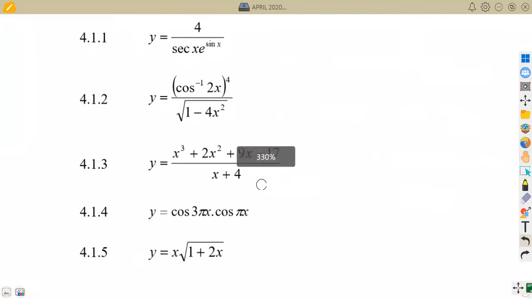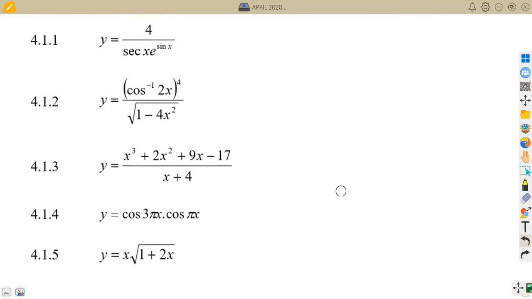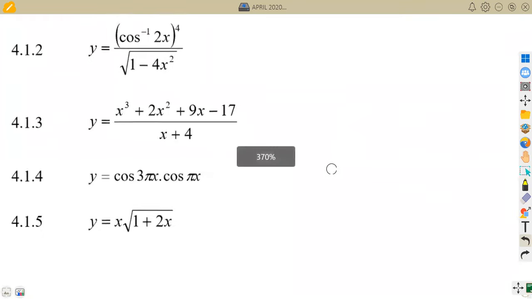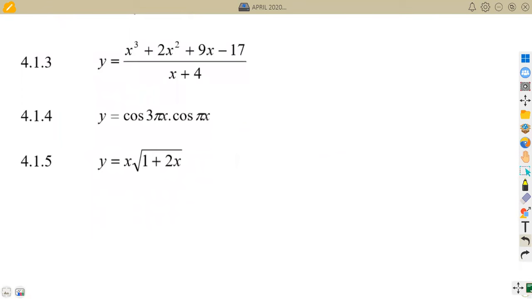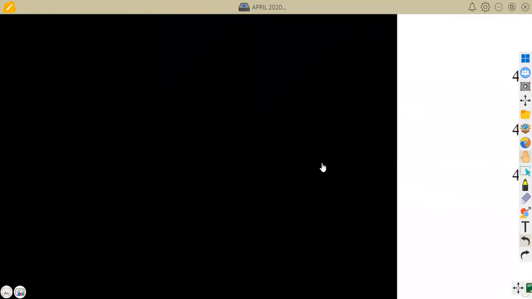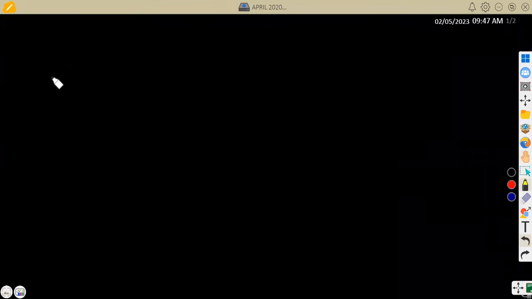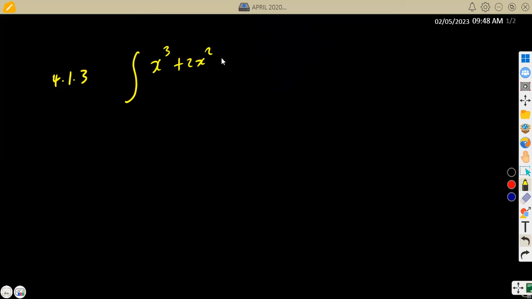Okay, anyways, let's rush to question 4.13, which was actually having 5 marks. Okay, let's see, wow, how is that possible? 5 marks for this question. Okay, that was the integral of the whole expression. So I'm just going to rewrite this expression as usual. So that's 4.13. On 4.13, we are going to have the integral of x to the exponent of 3 plus 2x squared plus 9x minus 17, everything over x plus 4, with respect to x.